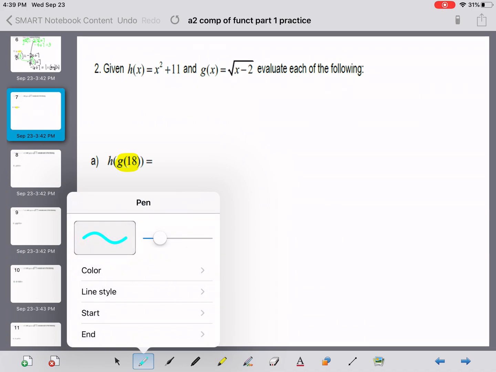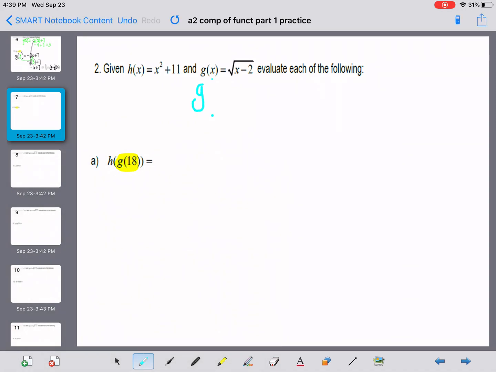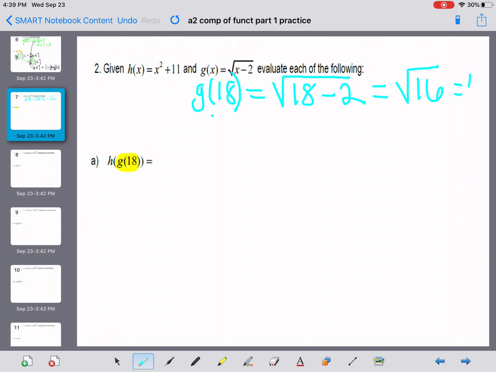So it's going to be g of 18. And 18 is going to replace the x. So there's the 18 replacing the x, minus 2. That's going to give us, 18 minus 2 is 16. So it's the square root of 16, and the square root of 16 is 4. So instead of writing g of 18, we're going to fill in what it equals, which is 4.